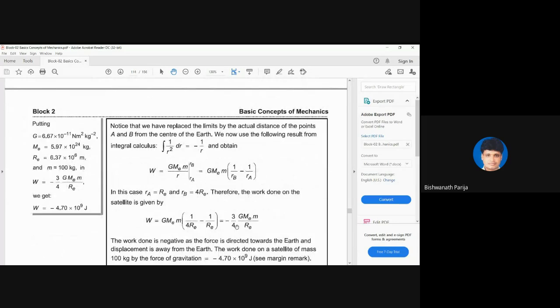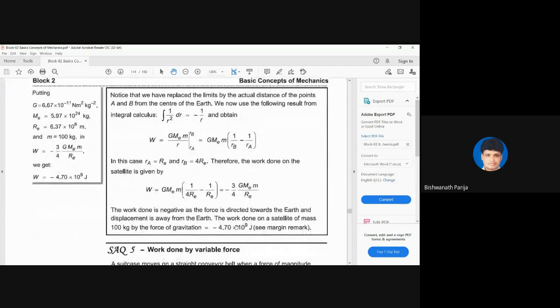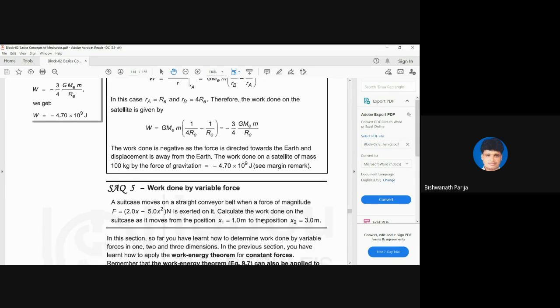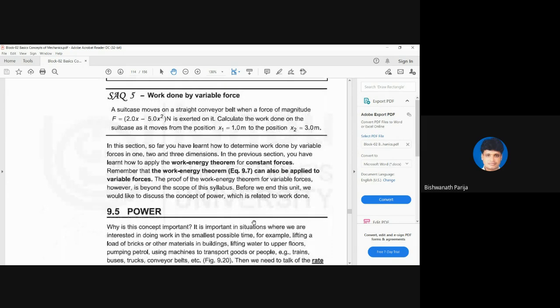Also remember, you do the integration to get the total work done due to a variable force. When you throw an object up and it is coming down, its speed increases because of the gravitational force. Everyone clear? So this is work done by a variable force. You see here, one example is given.